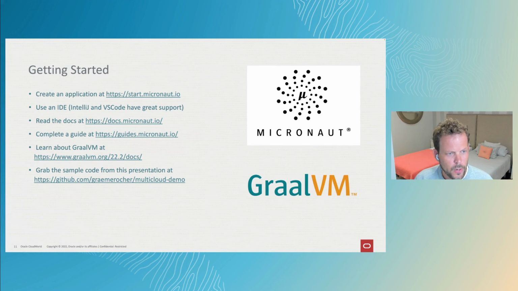So to get started, you can create an application with Micronaut at start.micronaut.io. You can use whichever IDE you prefer. Micronaut has great support for IntelliJ and VS Code IDEs. You can check out the documentation at docs.micronaut.io. There are a lot of guides on multi-cloud topics at guides.micronaut.io, so do check those out. To learn about GraalVM, check out the documentation at graalvm.org. And to grab the sample code for this presentation, head over to that repository right there at the bottom.